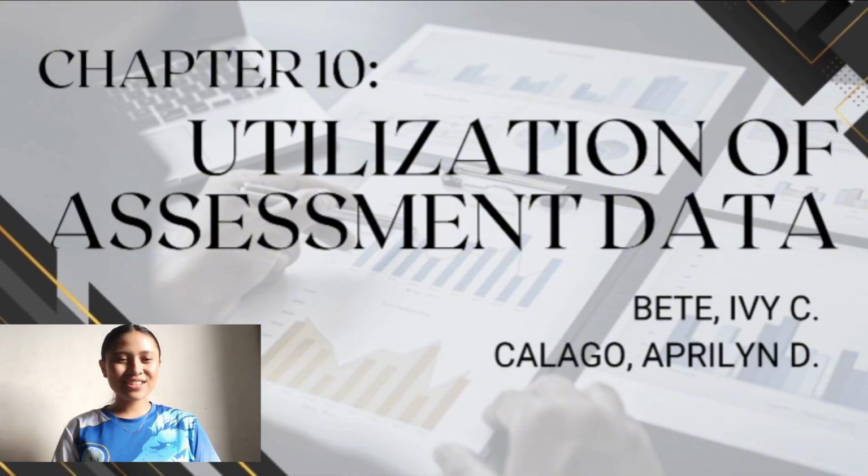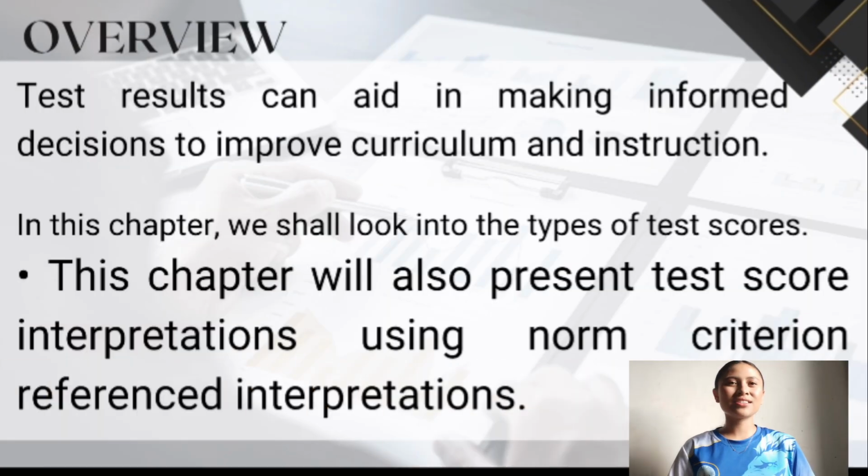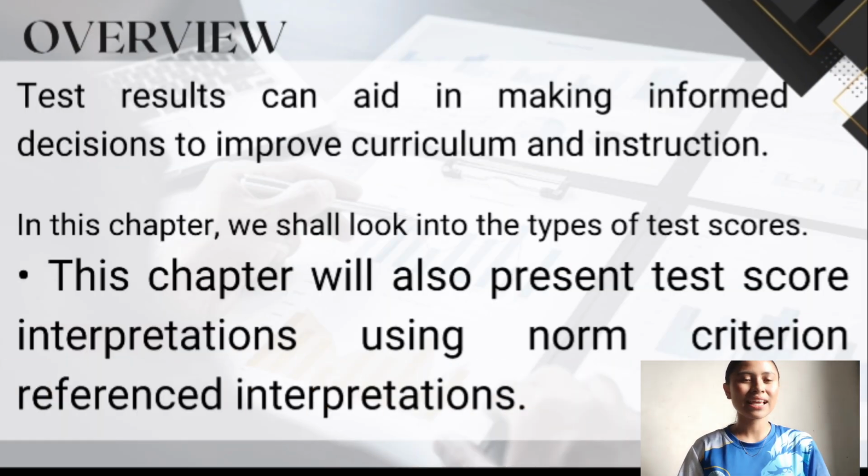We would like to discuss with you Chapter 10 of this lesson, which is the utilization of assessment data. In this chapter, we will get to know the test results of students' performance that can aid in making informed decisions to improve curriculum and instruction of the teachers. We shall look into the different types of test scores and interpret these scores as well. And lastly, this chapter will also present test score interpretations using norm and criterion reference interpretations.